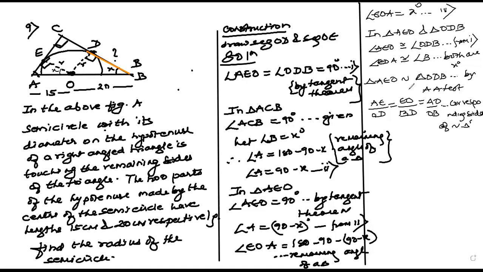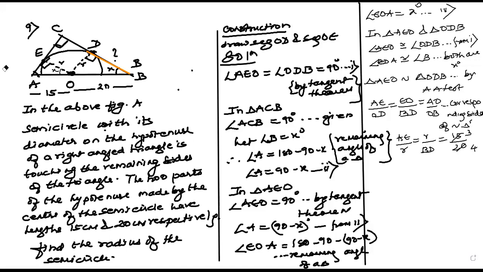Children, now we can put the values. AE we don't know. OD we know, it is R. And EO, sorry, EO is R. Upon BD, we don't know BD. Got it? Equal to AO upon OB, AO is 15 upon 20. So I was talking about getting BD in terms of R.